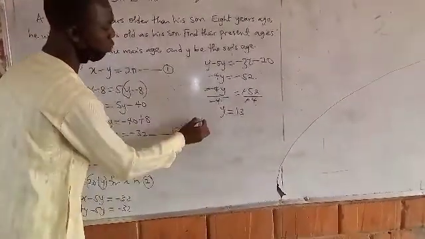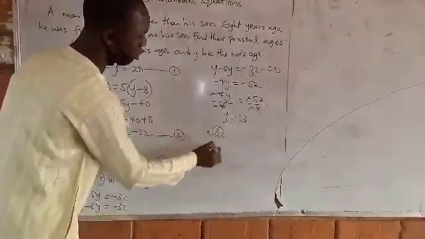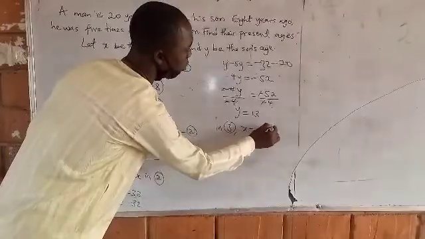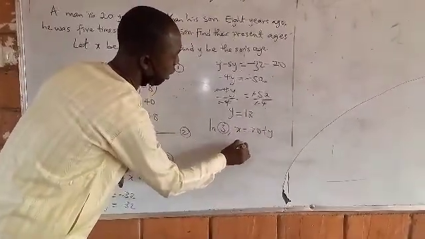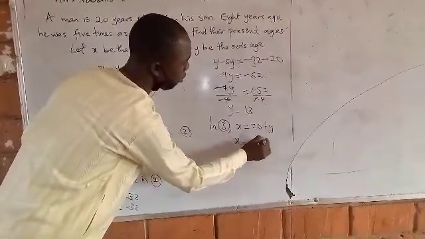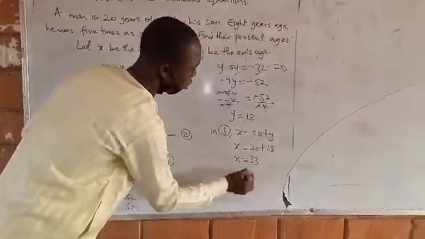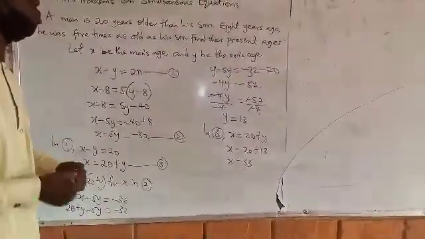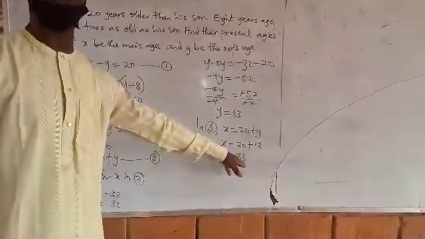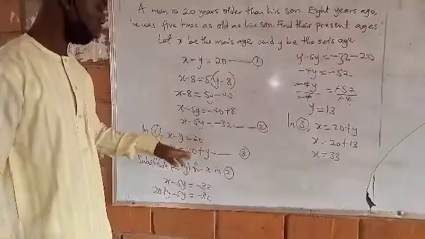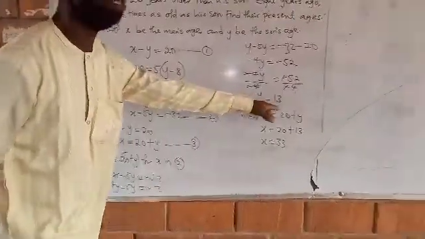So we'll go back to equation 3. In equation 3, x equals 20 plus y. So x equals 20 plus 13. X equals 33. So this means the man is 33 years old and the son is what? The son is 13 years old.